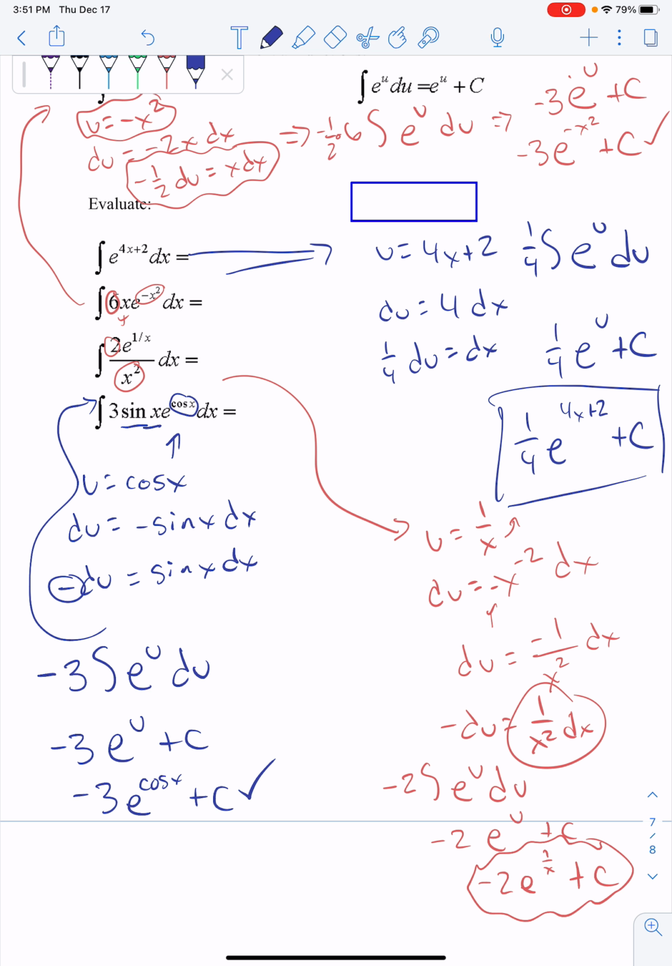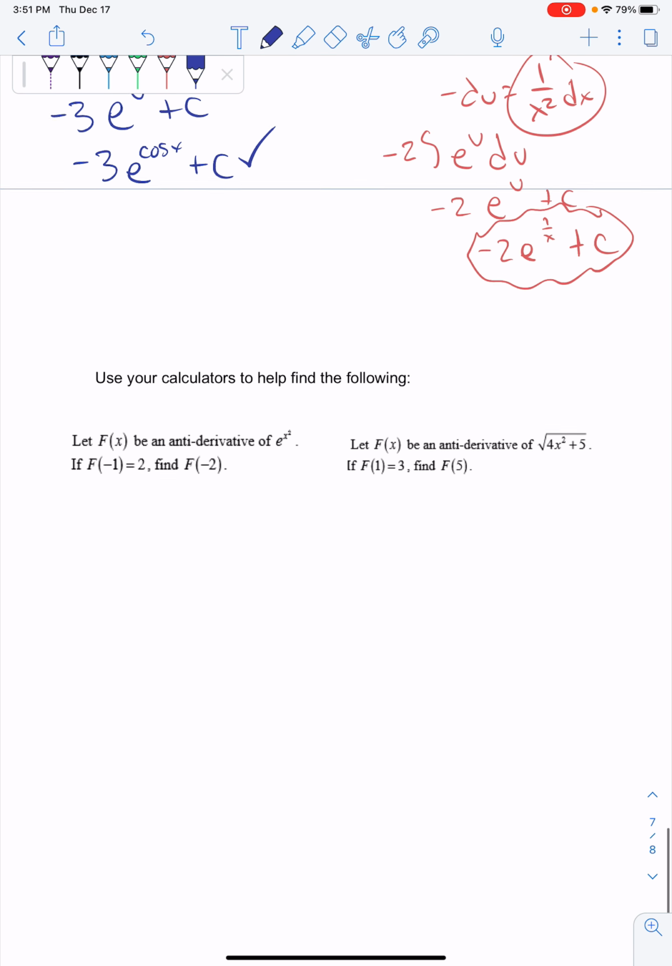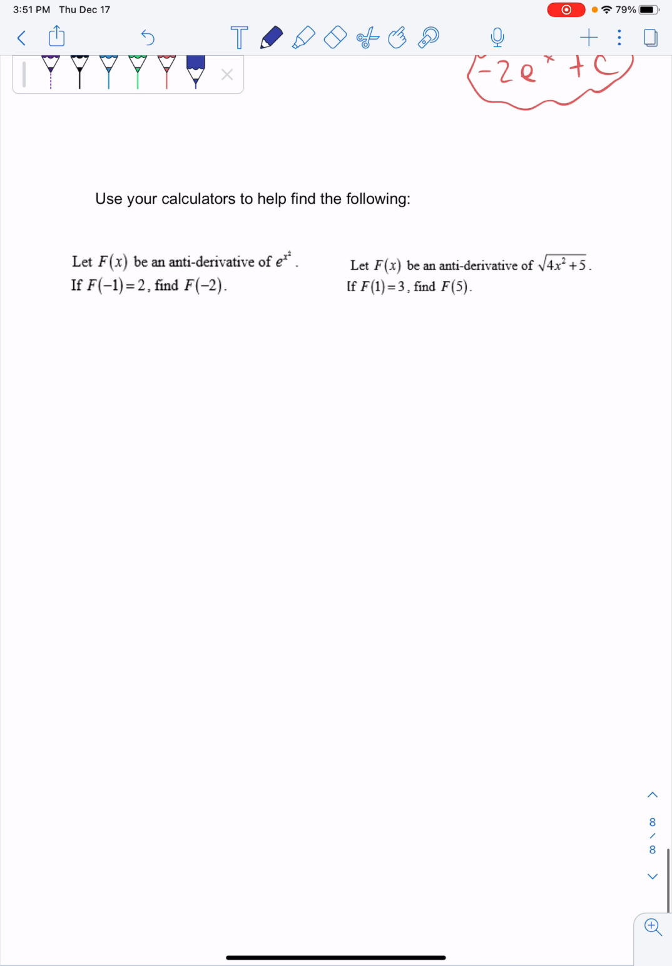Okay, all right. Now what do we got? Use your calculators to help find the following. Let f of x be an antiderivative of e to the x squared. That says e raised to the x squared. If f of -1 is 2, find f of -2. Okay, so let's set this up. I don't know if we'll do all the calculator part, but let's at least get it set up.